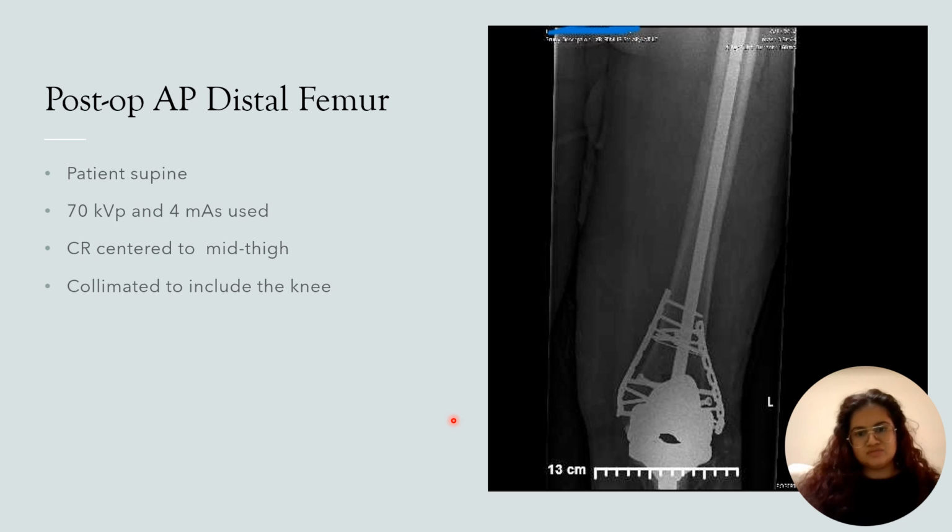For the AP distal femur, again, they are looking at device placement. The patient was supine. The technical factors used were 70 kVp and form mass. CR centered to the mid-thigh, collimated to include the knee. And in this one there's a lot more black that is seen in this picture. So the contrast is a little more distinct, and that allows us to see the devices and gives us better clarity of the devices.